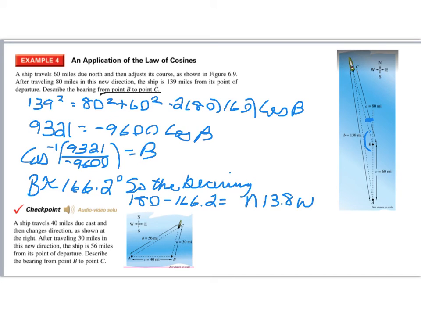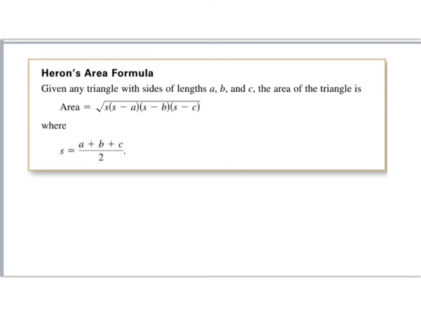So the answer is north 15.37 degrees east. Okay, here's another one. This is how you find the area without it being a right angle. You can use Heron's area formula, and it gives you all the information there. So we're going to go ahead and give this a go.